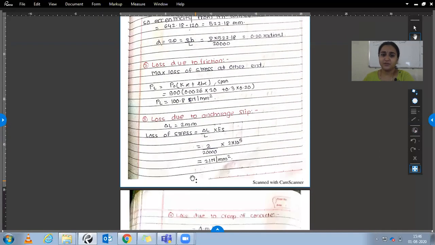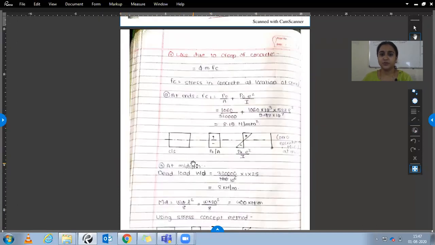Then we will find out the loss due to anchorage. It is very simple: loss due to anchorage is delta L upon L into Es. Delta L is 2 mm, that is also given, the slip due to anchorage value. L is 20 meter, Es is 2 into 10 raised to 5, the modulus of elasticity of steel. According to that we'll find out the loss due to anchorage slip.